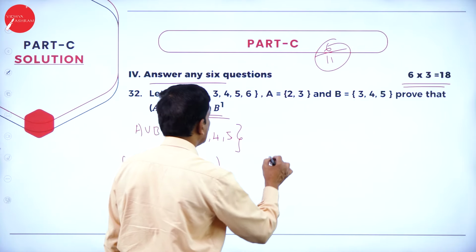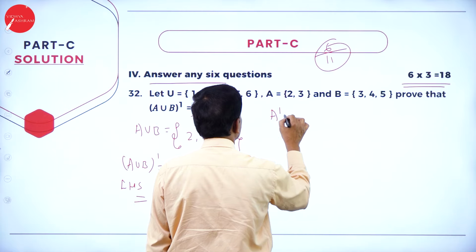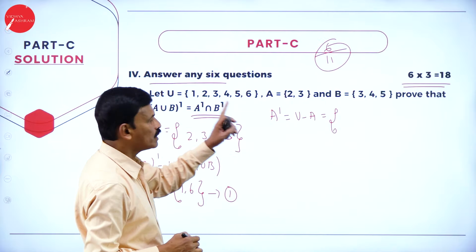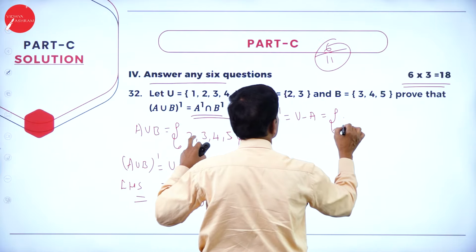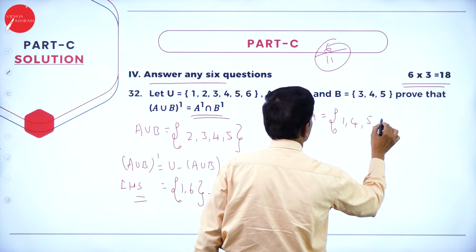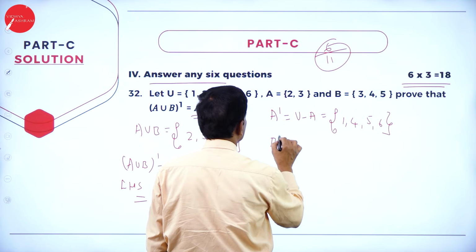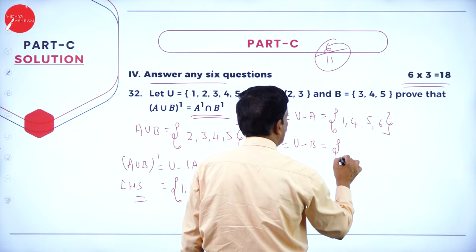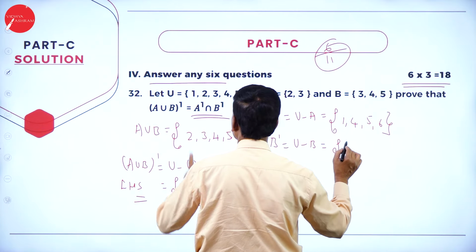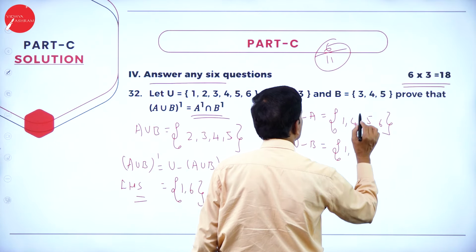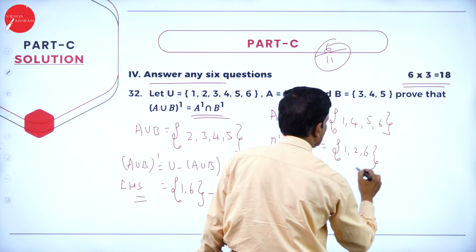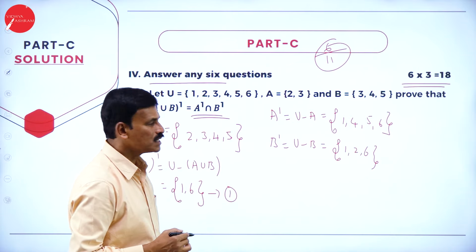On the other hand, for RHS, find out A'. A' is equal to U minus A, all the elements which are in U but not in A. In U we have 1, 2 and 3 is in A, so we can consider 1, 4, 5 and 6. This is A'. Similarly, B' is equal to U minus B, all the elements which are in U but not in B. In B we have 3, 4, 5, so B' is equal to U minus B, that is {1, 2, 6}.